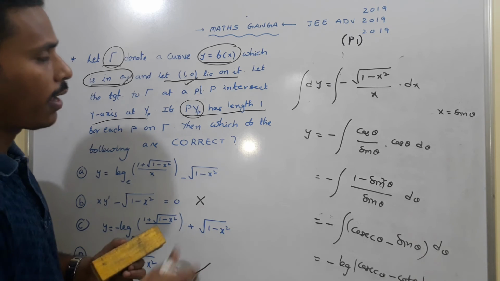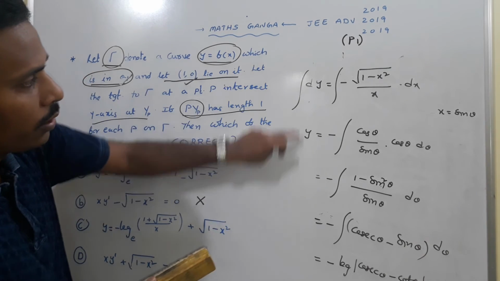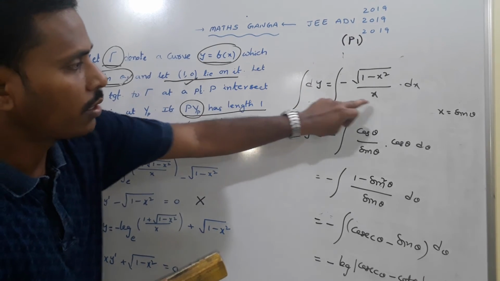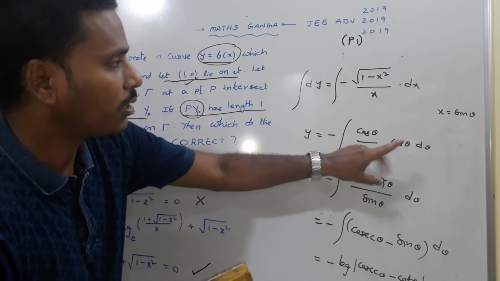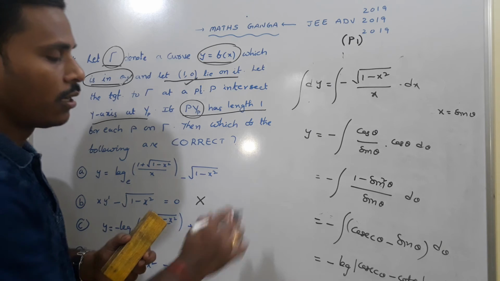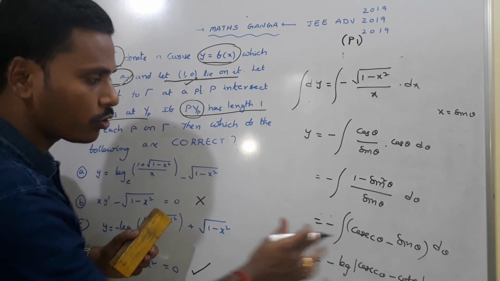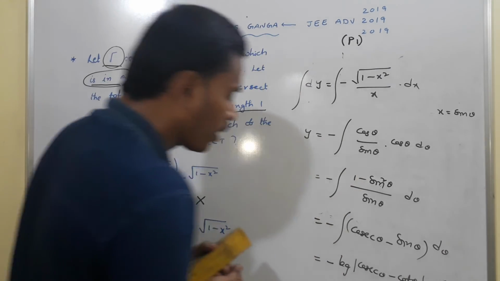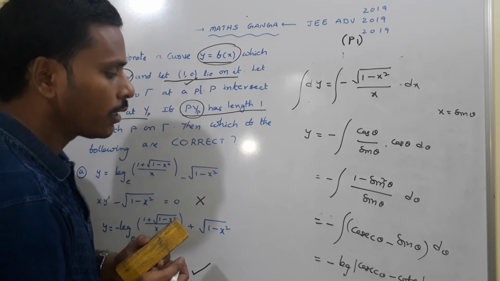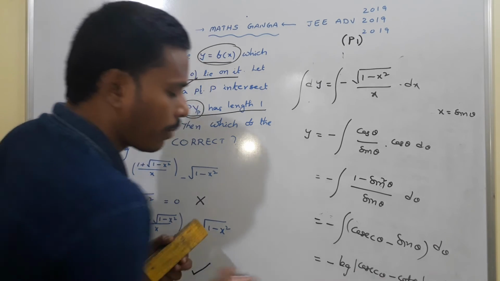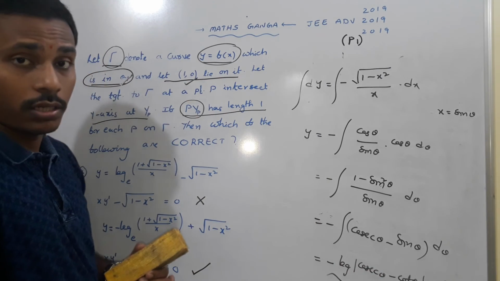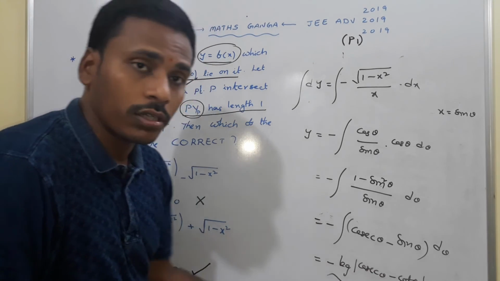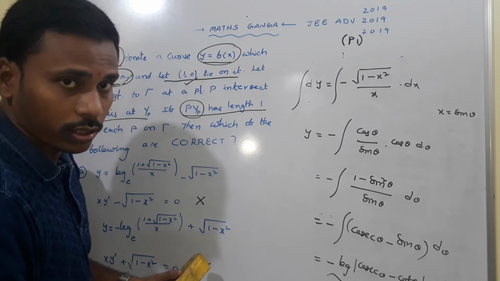I am going to erase this one. So I have integral dy is equal to this. I will take x is equal to sine theta. So this is minus root of cos theta by sine theta into cos theta d theta. So cos square theta, 1 minus sine square theta, cosecant theta minus sine theta. And this is minus log of cosecant theta minus cot theta. I will rewrite it as log of cosecant theta plus cot theta, because cosecant theta minus cot theta is nothing but 1 by cosecant theta plus cot theta.